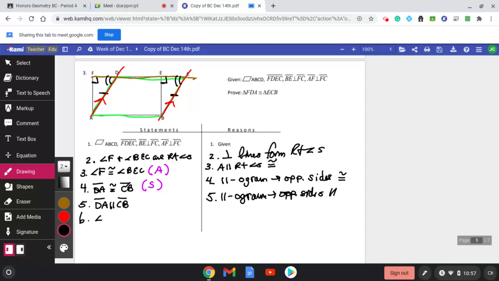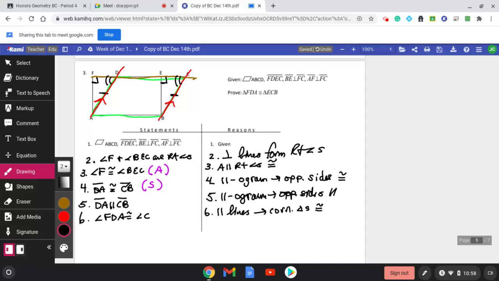So angle FDA is congruent to angle C. I know it's been a while, but ready? Parallel lines imply corresponding angles congruent. Wait, I didn't even realize you were talking about corresponding angles here. I guess those are corresponding. It's hard to tell. You're right, it is hard to tell. That's why it makes it a little tougher.